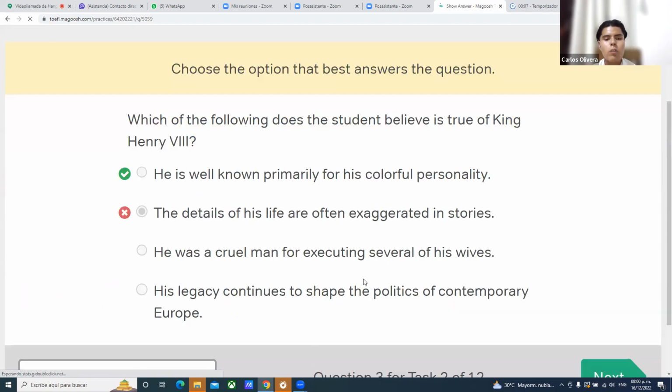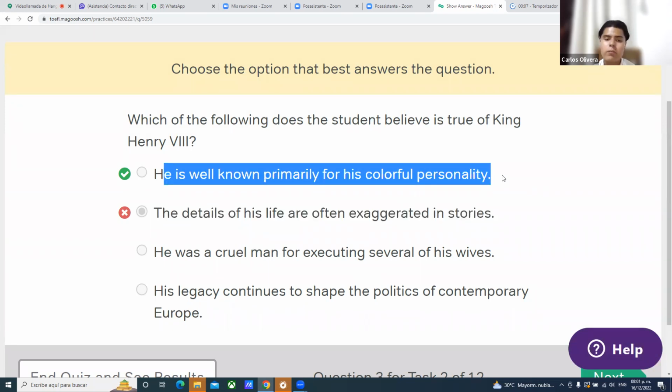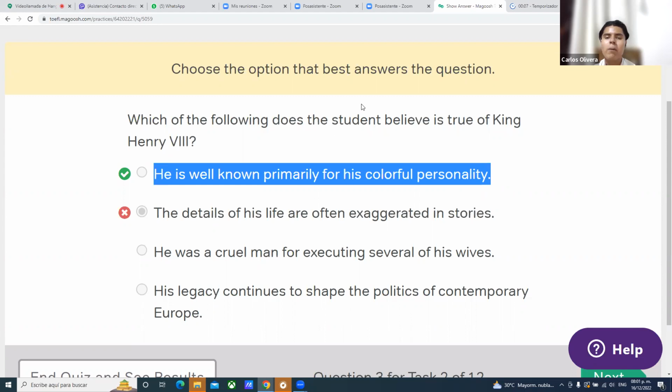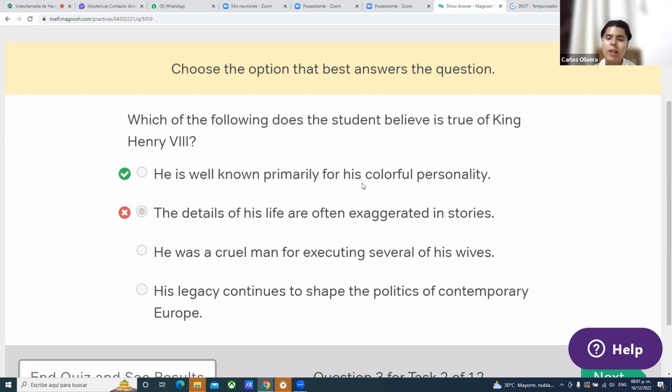Third question. Which of the following does the student believe is true of King Henry VIII? He is well known primarily for his colorful personality. Well, the student says so, right? But he's also a professor. He says, well, I think that he was a very interesting man, right? He was well known for having some sort of religious aspiration, becoming a guru. He was also very famous for executing his wife. He was married 2 times. He defeated the Pope, etc. Right? So, yeah, colorful personality here means very strife-ful, like weird and, let's say, eccentric. That is what colorful means in this particular sentence, right?